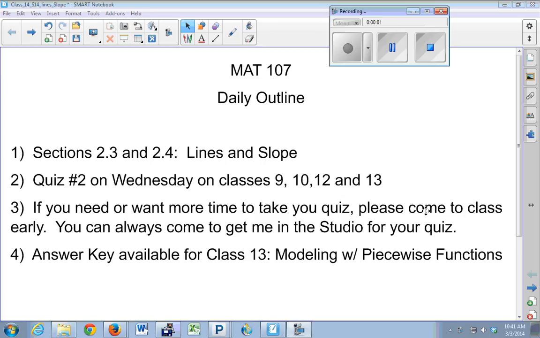Cover lines and slope. It's class 14. Don't forget on Wednesday you have quiz number 2, which will be on classes 9, 10, 12, and 13. So it covers class 13 that we had on Friday. If you need or want more time to take a quiz on Wednesday, please come to class early.